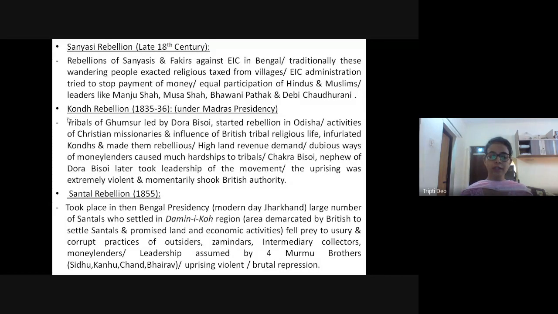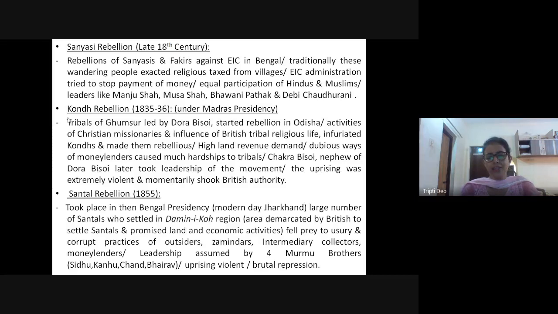The activities of Christian missionaries and the influence of the British on tribal religious life infuriated the Kohns and made them rebellious. We already know that Odisha as a state was a place where Christian missionaries came in and really expanded and did major conversions in our tribal regions, right? And the Kohn tribe was not very happy, infuriated with the way the Britishers were entering their spaces and their religious life.